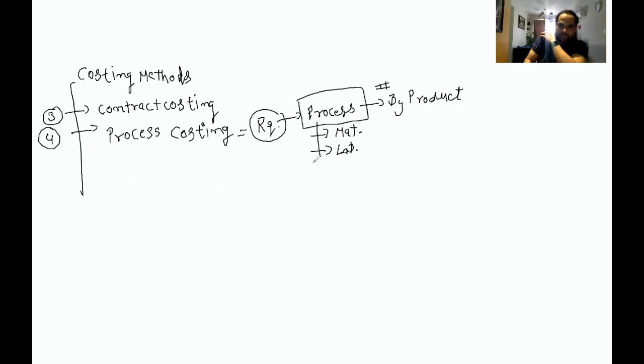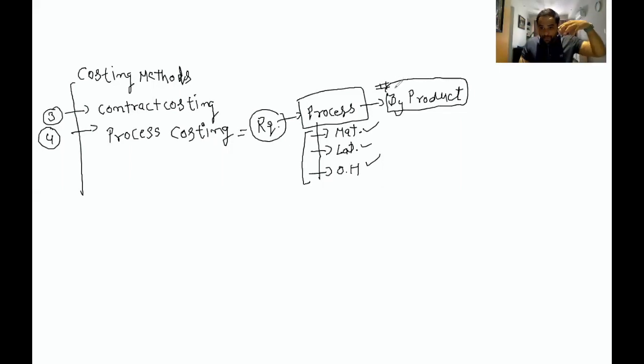And of course, material, labor, and overheads. The idea is that the product has different processes, different levels, and each level has different material, different labor, and different overheads: direct material, direct labor, and overheads. That's the meaning of a product having a process. Now, another criterion is that in the process of producing the product, we have a byproduct. What is a byproduct?